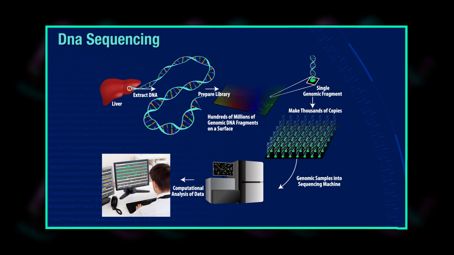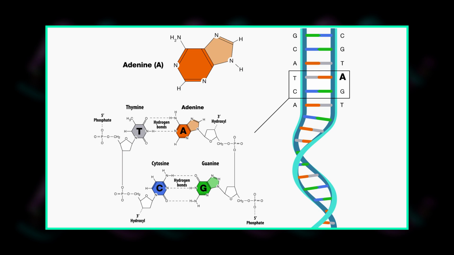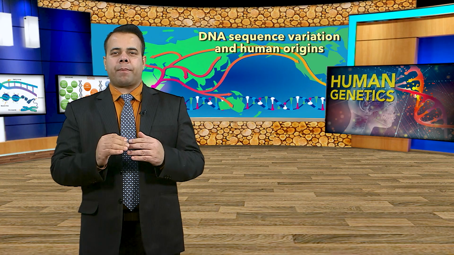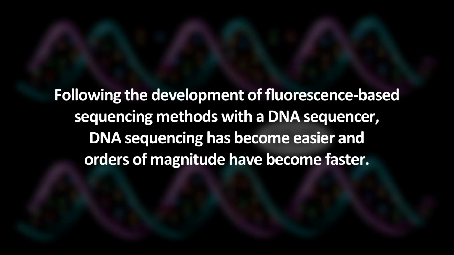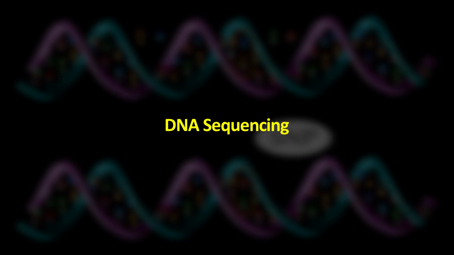DNA sequencing is the process of determining the nucleic acid sequence, the order of nucleotides in DNA. It includes any method or technology that's used to determine the order of the 4 bases: adenine, guanine, cytosine, and thymine. The advent of rapid DNA sequencing methods has greatly accelerated biological and medical research and discovery. Following the development of fluorescence-based sequencing methods with a DNA sequencer, DNA sequencing has become easier and orders of magnitude faster. Dear students, let's now discuss DNA sequencing.